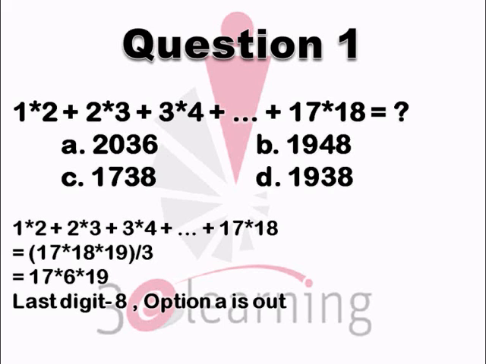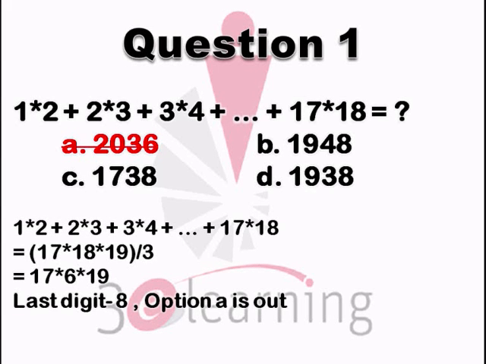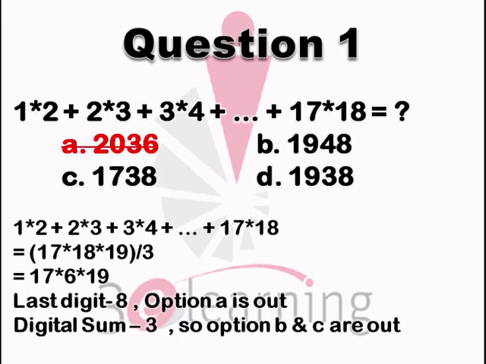2 into 9 is 18, means 8. So option A is out. And the second method is by digital sum. The digital sum of our calculation, that is 17 into 6 into 19, is nothing but 3.